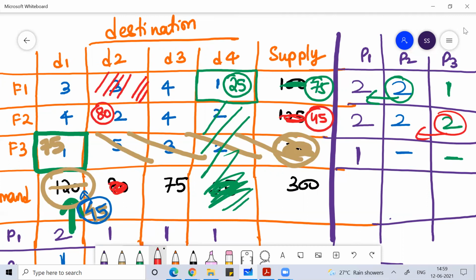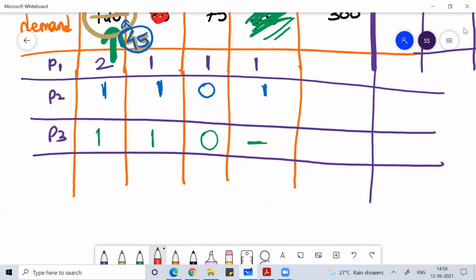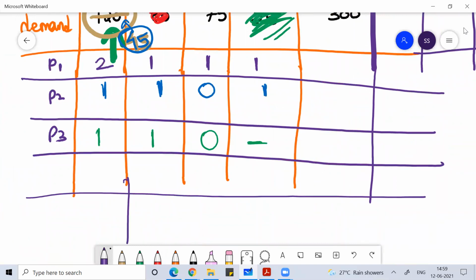Clear everyone? Now I hope you understood this. Now we'll find the fourth penalty like this.